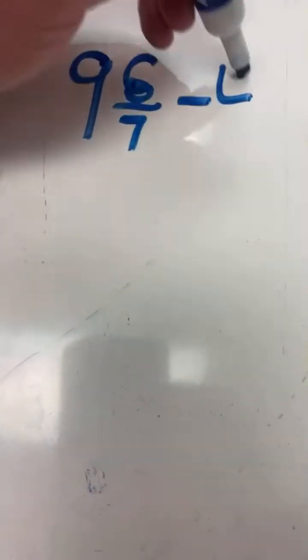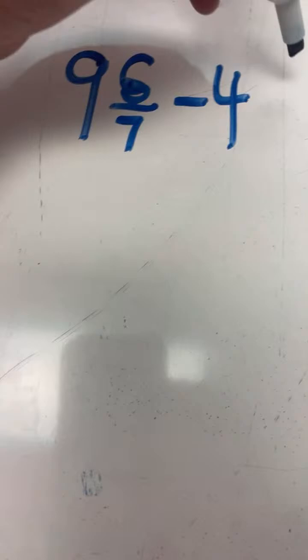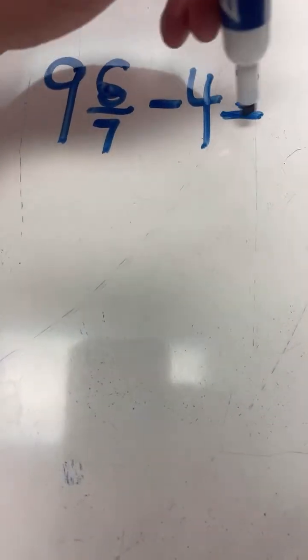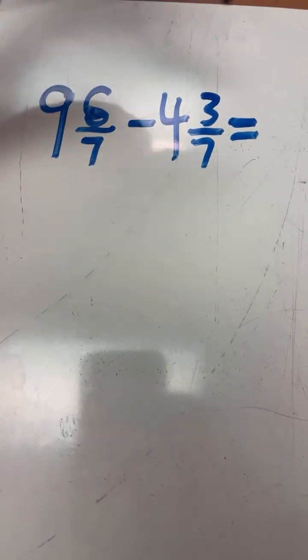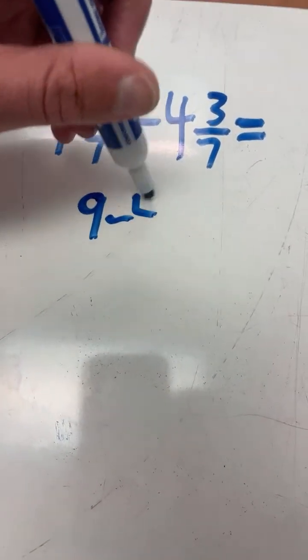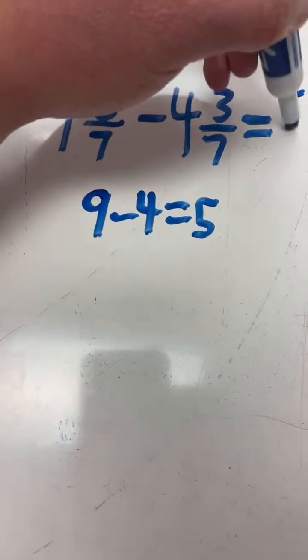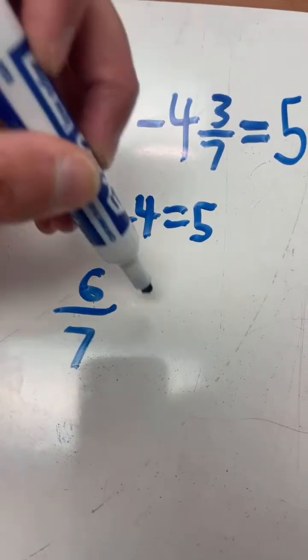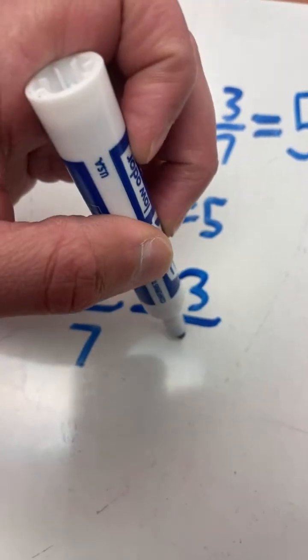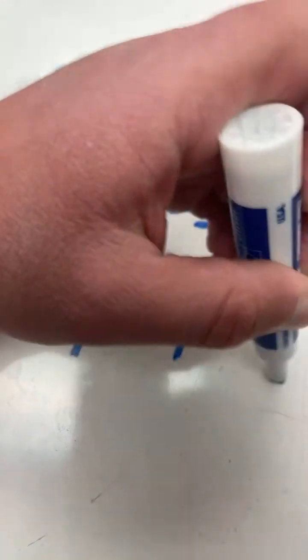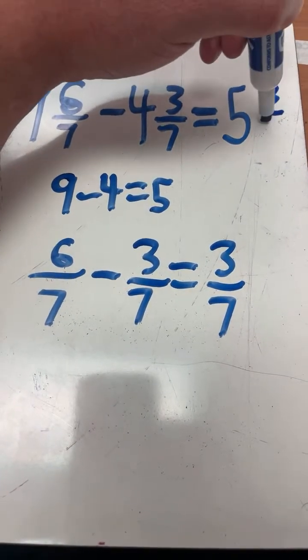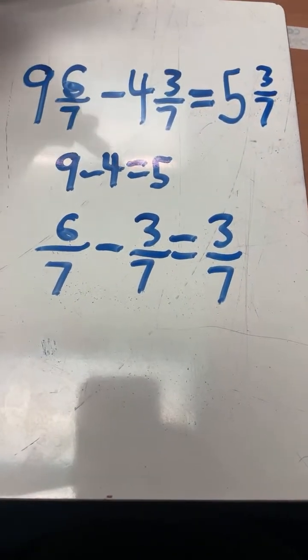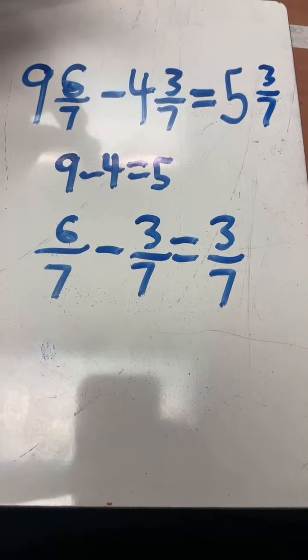All right, 9 6/7 minus 4 3/7. All right, 9 minus 4 equals 5. So 5 is our whole number. 6/7 minus 3/7 equals 3/7. So we have our final answer. 9 6/7 minus 4 3/7 equals 5 3/7.